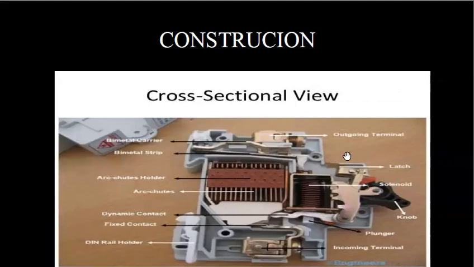So coming to the construction, this is the inside diagram of the MCB. This is about the construction. This is the outgoing terminal, and this is the latch, solenoid, knob and plug out. Incoming terminal, DIN rail holder, fixed contact. This is the dynamic contact, and this one is the arc shutter holder, bimetal strip, and bimetal carrier. This is the cross section view of the MCB.